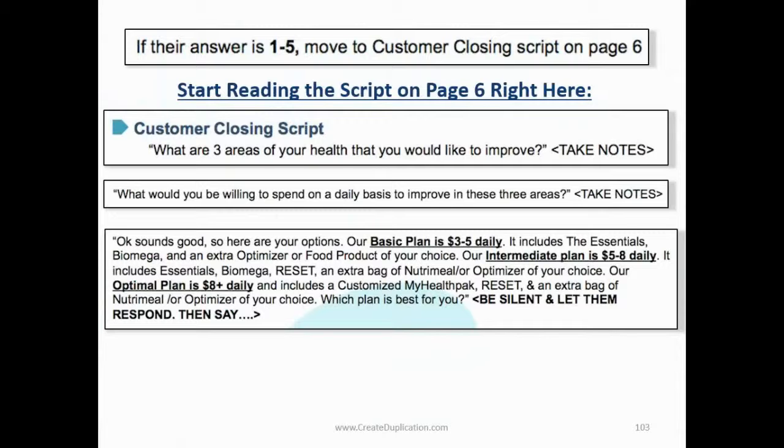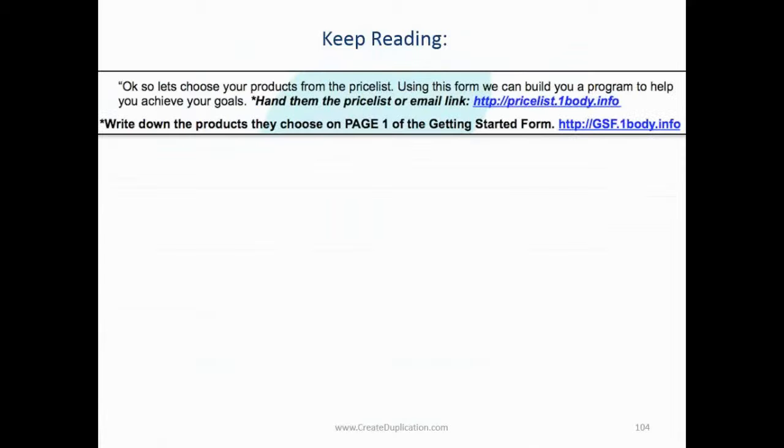Our optimal plan is $8 plus daily. It includes a customized My Health Pack, Reset, an extra bag of Nutrimil and optimizers. What is the best plan for you? Be quiet. Let them say it. Okay, so at this point, you keep reading.